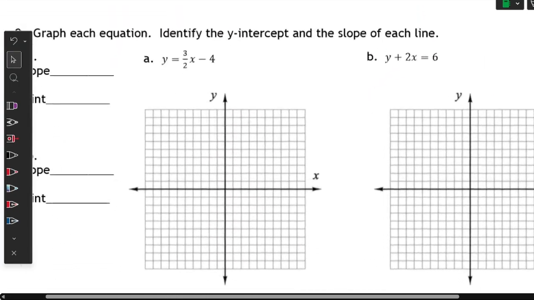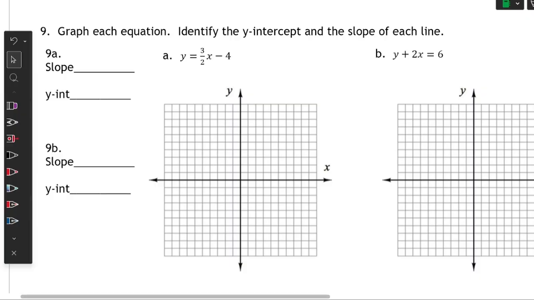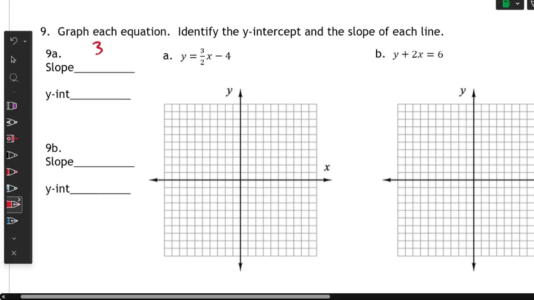On to, I think, our last page. This last page says, hey, graph each equation, identify the y-intercept and slope of each line. This first one, the slope is clearly 3/2, right? I didn't have you do a lot of complicated things to get that. It was already pretty much in slope-intercept form. The y-intercept is -4.